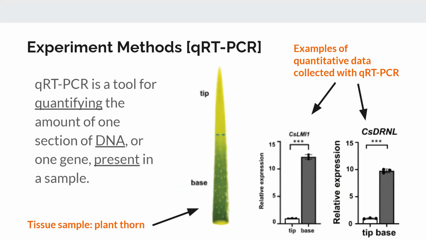By finding out whether or not there was a pattern in the way CsLMI1 was present between the tip of the thorn versus the base of the thorn of the plant, they could figure out whether the specific DNA part played a role in the making of oil glands. To find out how much of the processed DNA part was present, they used a method called qRT-PCR. They used this multiple times throughout the paper.